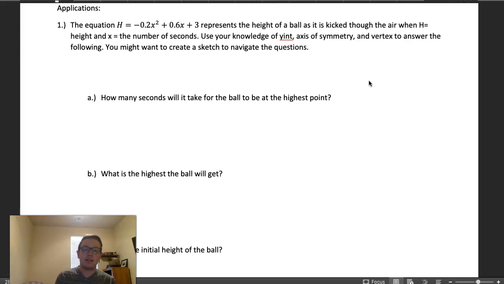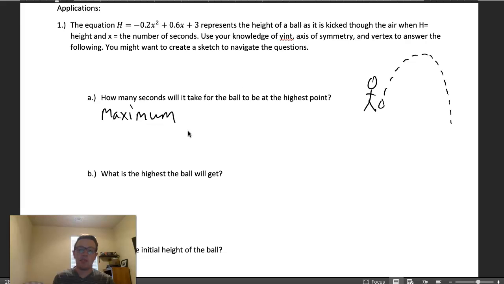We're starting off, we have somebody here, and they're kicking the ball. As we remember from physics, the ball is going to go up, and then it's also going to come down. If we look at this, this looks a lot like a parabola. So let's use that to our advantage. How many seconds will it take for the ball to be at the highest point? Well, our highest point is going to be the maximum.